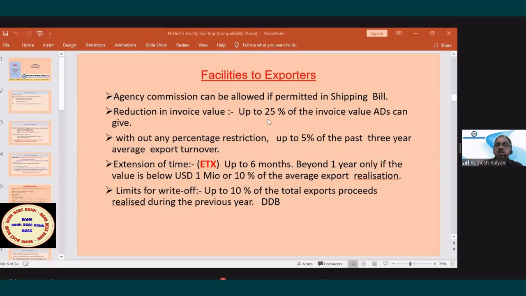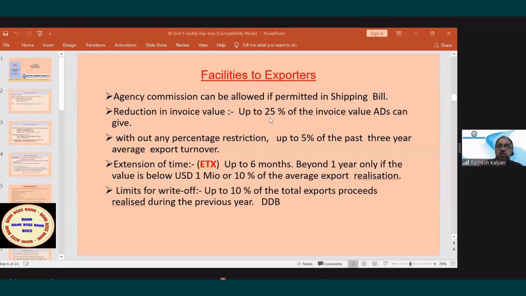And reduction in invoice up to 25% of the invoice value, we can give on our own without referring to RBI. Suppose $10,000 export, up to $2,500 you can give reduction, but subject to genuineness. RBI says subject to genuineness, and whatever duty drawback he has received should also be surrendered. Then we can do it without referring, because earlier each and everything we had to refer to RBI. Now it is not there. The entire ball is in our court, the AP's. We can do it on our own, but genuineness is the point that we have to ensure.